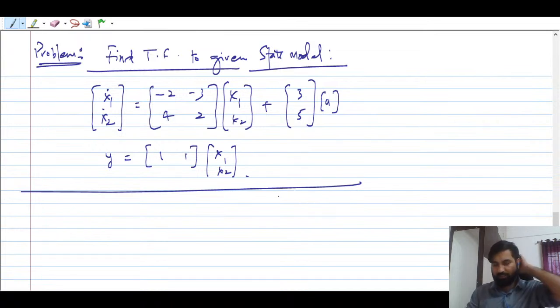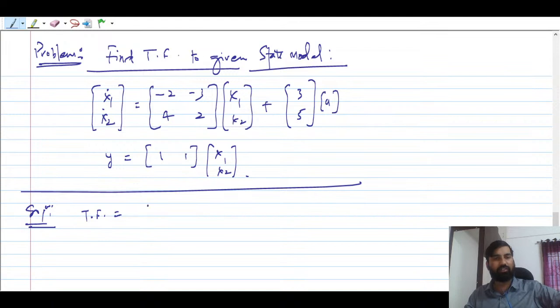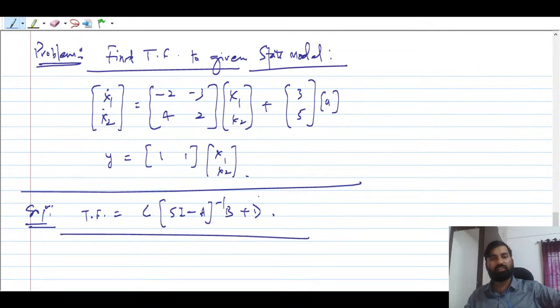Now what you can do here is directly find the transfer function. You have to recall what the transfer function is. The TF is nothing but C times (sI minus A) whole inverse times B plus D. Since D is not given, D is 0 here. So A, B, C, everything is given. First of all, you can find the sI minus A inverse.